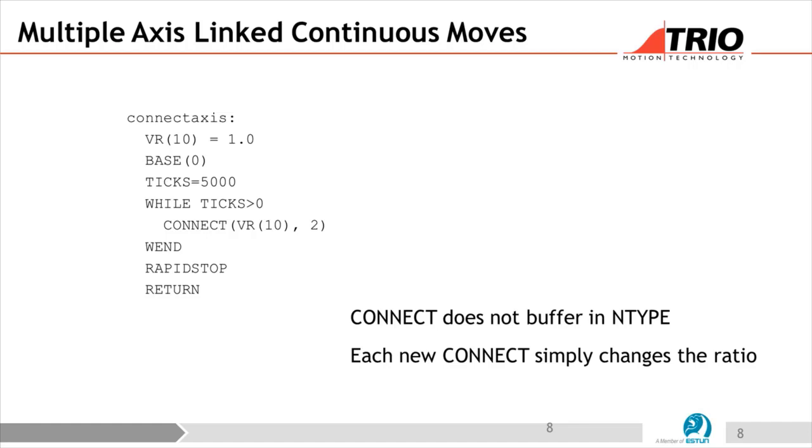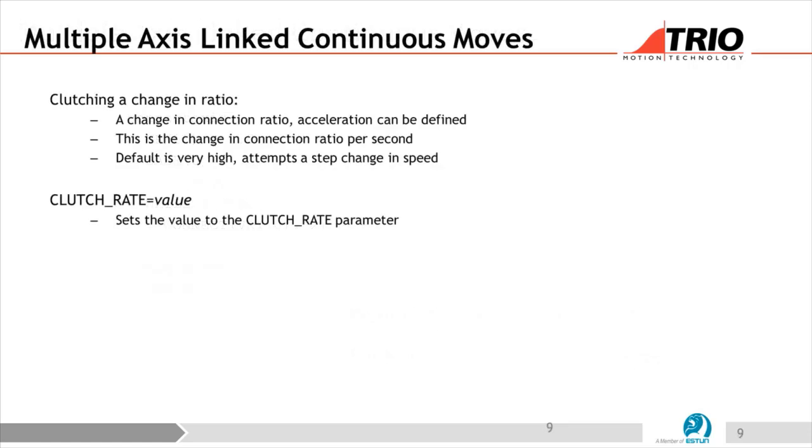Well, exactly. The thing about the connect as well is if you apply that to a moving master axis, it will suddenly change. Except we have this thing called clutch rate, which allows you to bring it in. So you can actually bring it in gently if you want to.